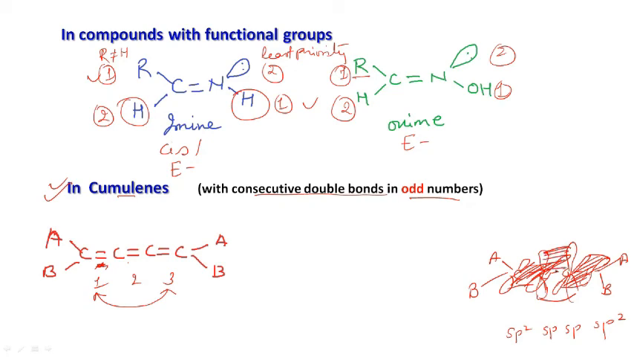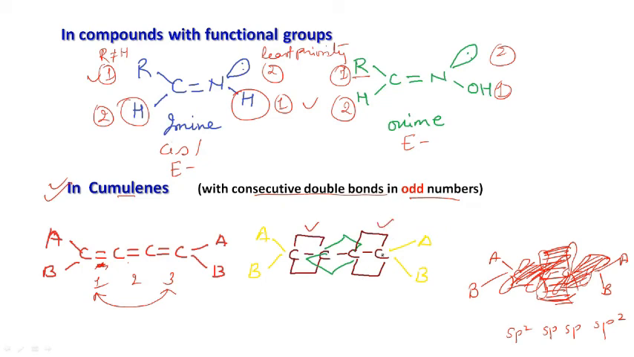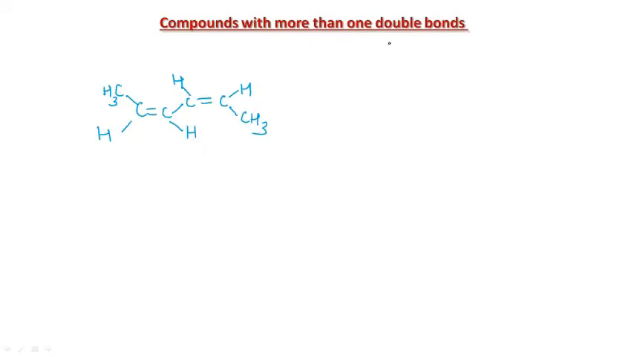However, this is a different plane, perpendicular to these two. This can also be shown over here neatly. So AB type groups are in the same plane because these two alternate double bonds are in the same plane. These are coplanar to each other, and this example is important, and therefore cumulenes with an odd number of double bonds show geometrical isomerism.